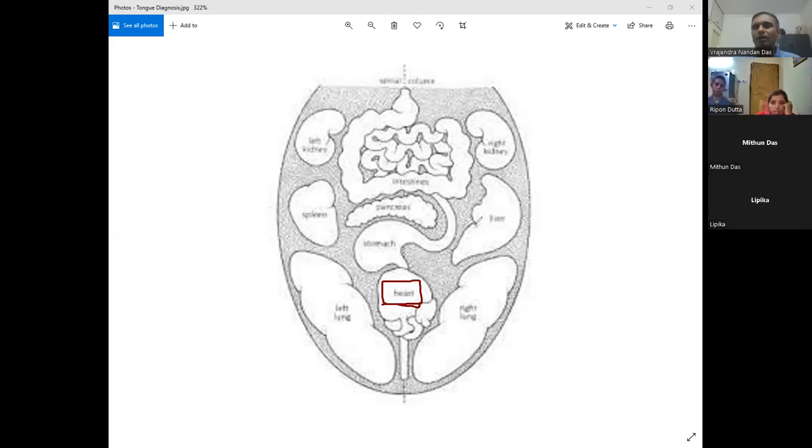So for example, there are different types of heart problems. Either you may have some cholesterol blocks in the heart, or sometimes the heart may beat too fast or too slow.